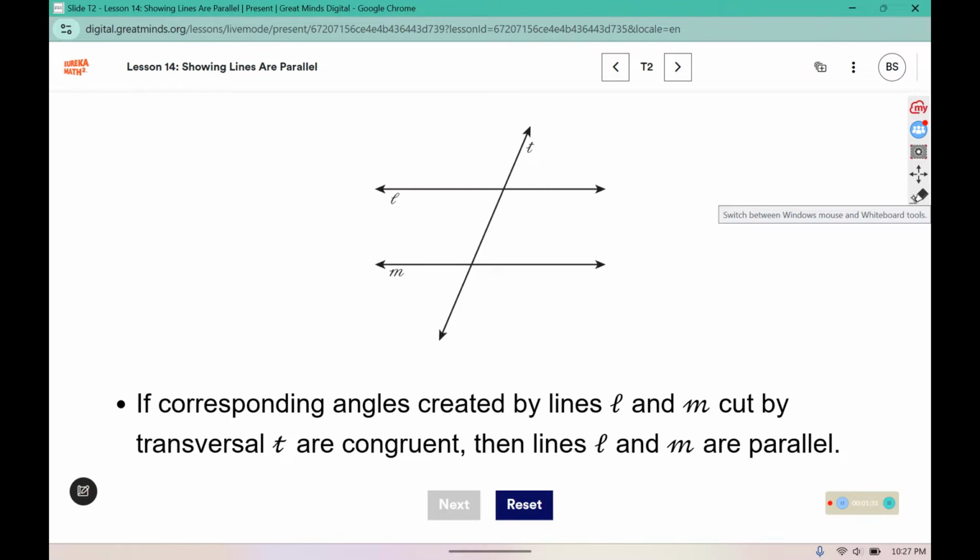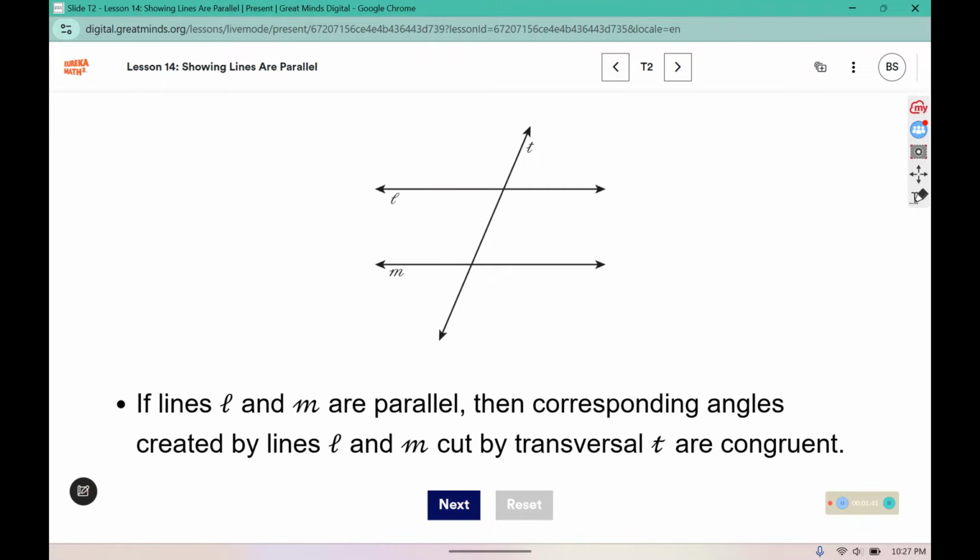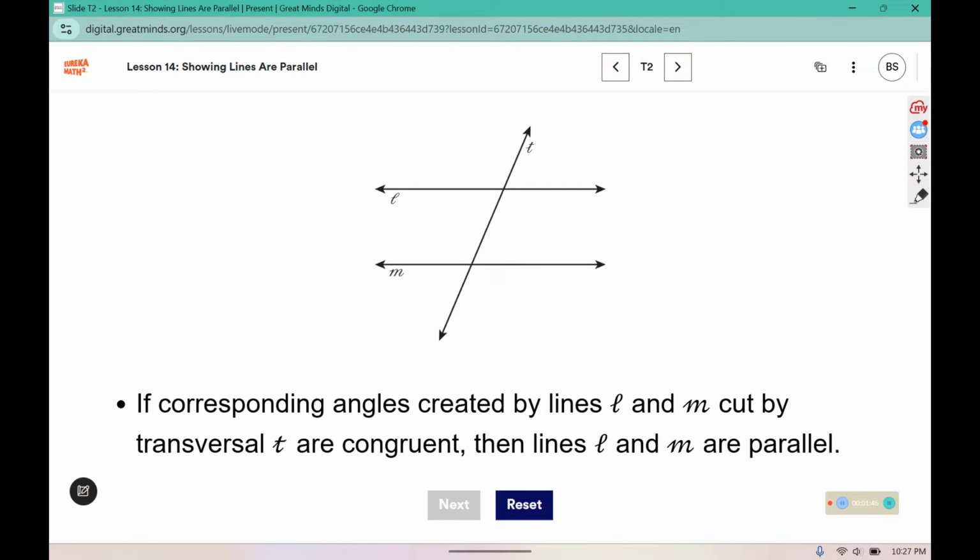This one says if corresponding angles created by L and M are congruent, then L and M are parallel. This is called the converse. So let's go back. Here this one says if they are parallel, then they are congruent. And this one says if they are congruent, then they must be parallel. So this is the converse of the original statement. And a converse just changes the order of the statement. So the if and the then piece flip places. And we're going to discover in this lesson if the converse is true.